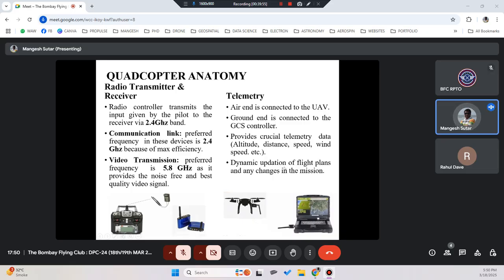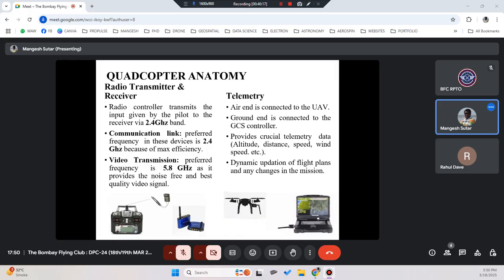So dynamic updation of the flight plan and any change in the mission can happen through these telemetry devices, through the ground control system. Even if I want to change my flight plan, I can always pause my drone motions, correct my flight plan and resume on the new flight plan. Understood. So it's real-time changes? Correct, executable.